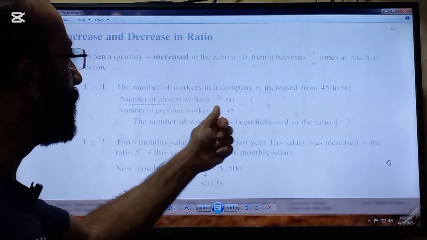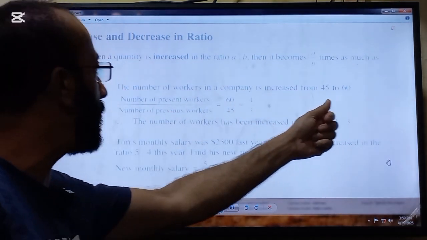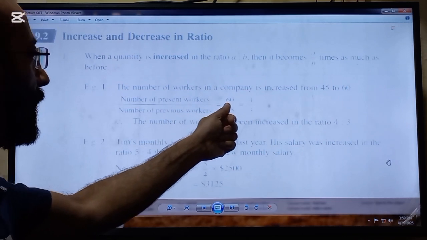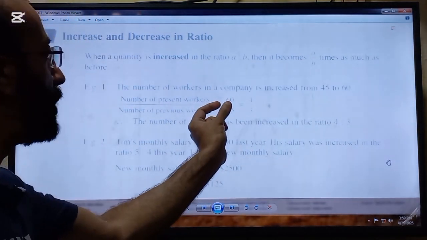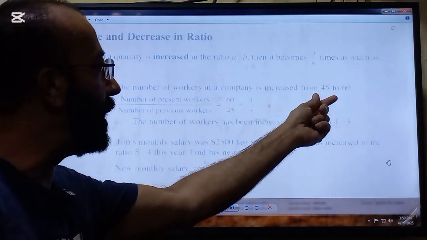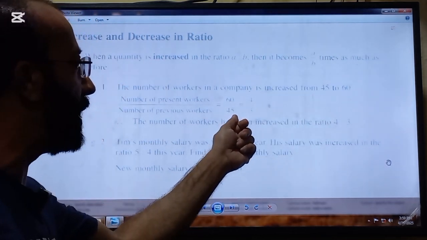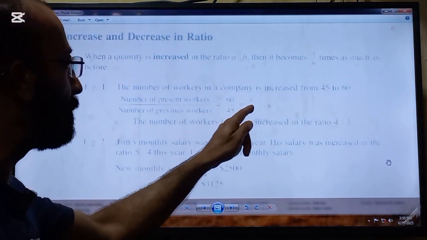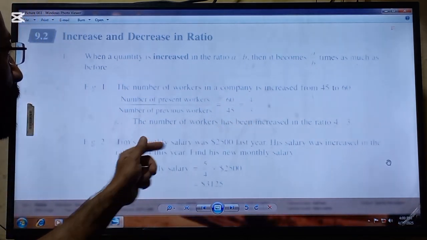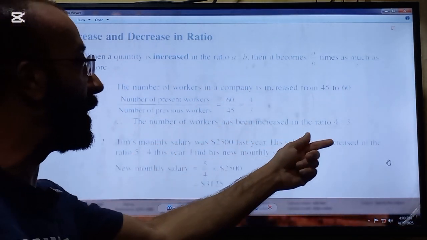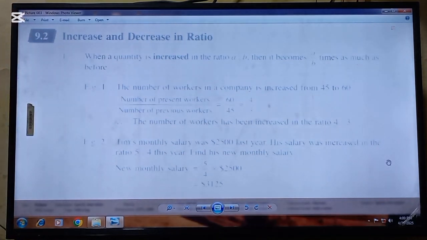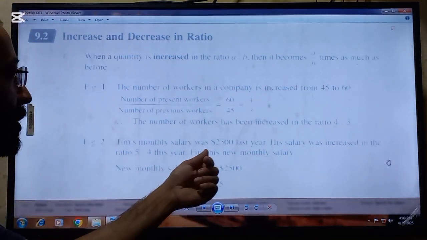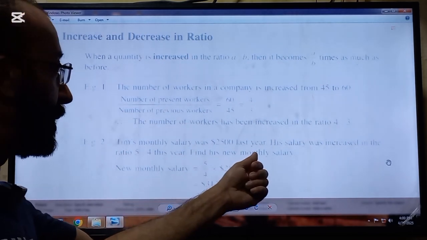The number of workers in a company is increased from 45 to 60. So the present number of workers is 60. The increased value will be put in the numerator and the lesser value will be put in the denominator. Solve it in the same table. So cancel it in the same table. That will be equal to 4 by 3. So the number of workers has been increased in the ratio 4 to 3. Another question is, Tim's monthly salary was $2,500 last year.